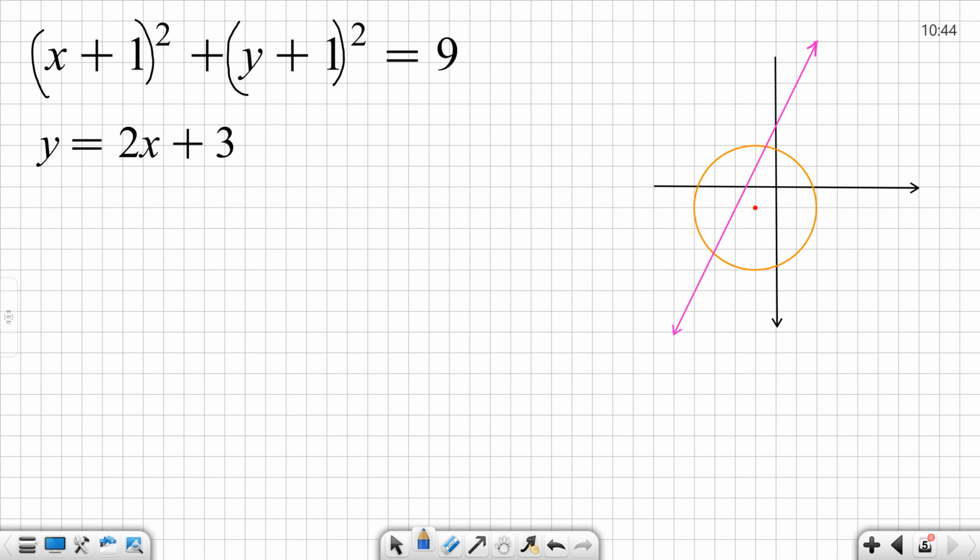There's a picture. First time through, I'll give you a picture. You'll notice from the picture that I'm probably not going to get a very pretty answer. My points of intersection are here and here, but what I do know is that if I do it correctly, I should get two answers.